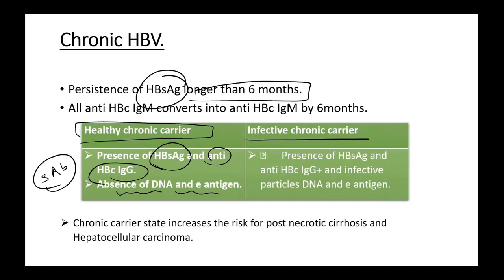If it is an infective chronic carrier, not healthy, then E antigen will be positive and DNA will be there too. E antigen will be positive plus DNA will be there. Chronic carrier state increases the risk of hepatocellular carcinoma.